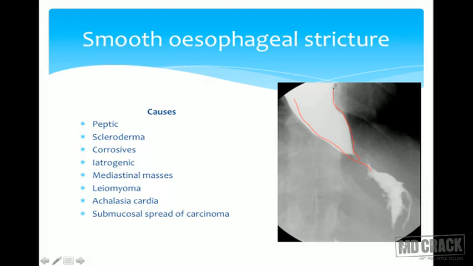It can be a peptic stricture, scleroderma, post-corrosive injuries, or iatrogenic, which means post any surgical procedure, something like an esophagoscopy. Mediastinal masses might give rise to smooth esophageal strictures; these masses press on the esophagus from outside and give rise to strictures. A leiomyoma, even an achalasia cardia. So this picture on the right side is due to achalasia cardia. And even a submucosal spread of a carcinoma can give you the picture of a smooth esophageal stricture.